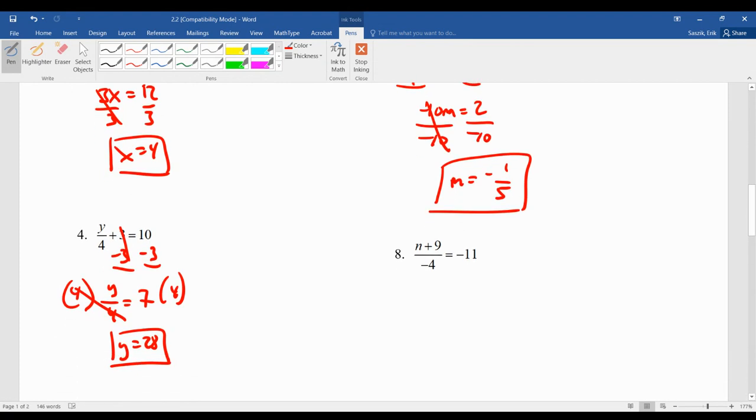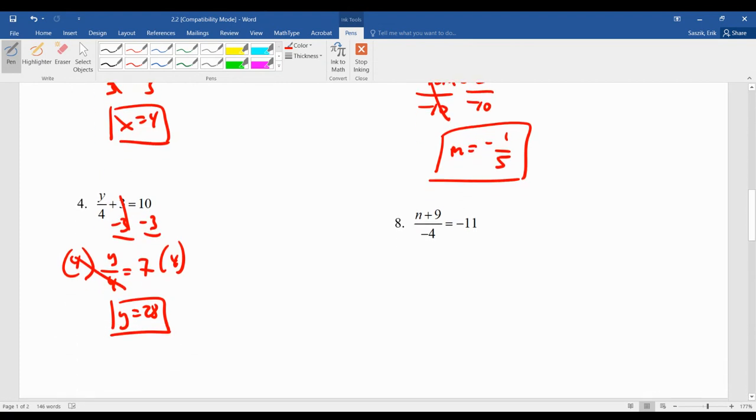And number 8 is, again, just like number 6. So we want to get rid of that denominator. I'm going to multiply by negative 4. Remember, don't distribute. That just cancels that out. And I get 44 on this side. And when I subtract the 9, you get 35.